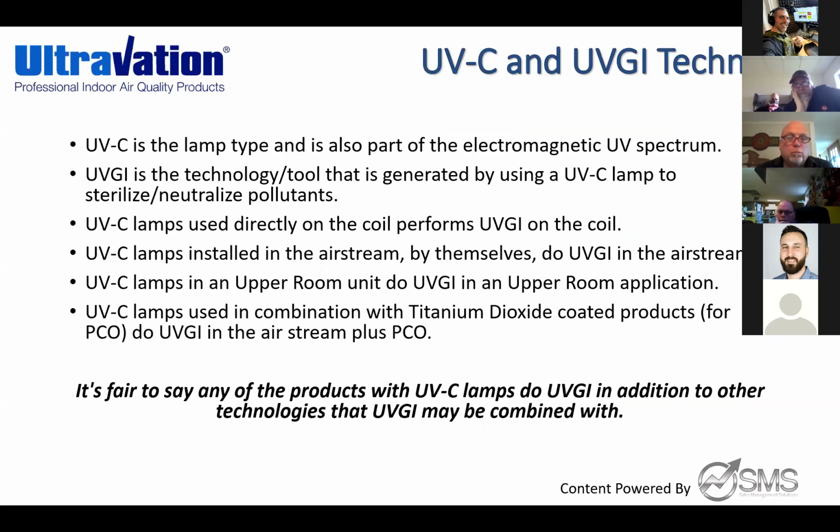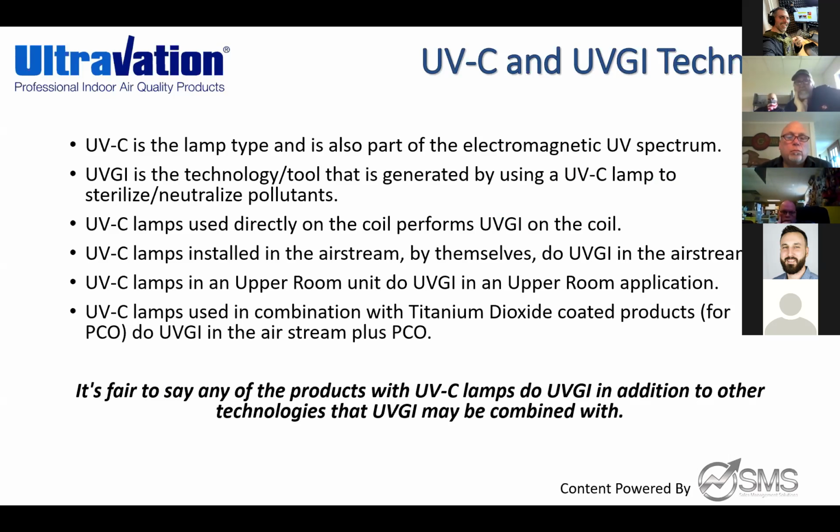Okay, so now we just looked at UVC technology and we looked at UVGI. So how do they work together is what this slide here is going to allow us to see. This is one of the most important slides, in my opinion, in this presentation. It's a simplistic way of understanding the two. So UVC is the lamp type and is also part of the electromagnetic UV spectrum. UVGI is the technology or the tool that is generated by using a UVC lamp to sterilize or neutralize pollutants.